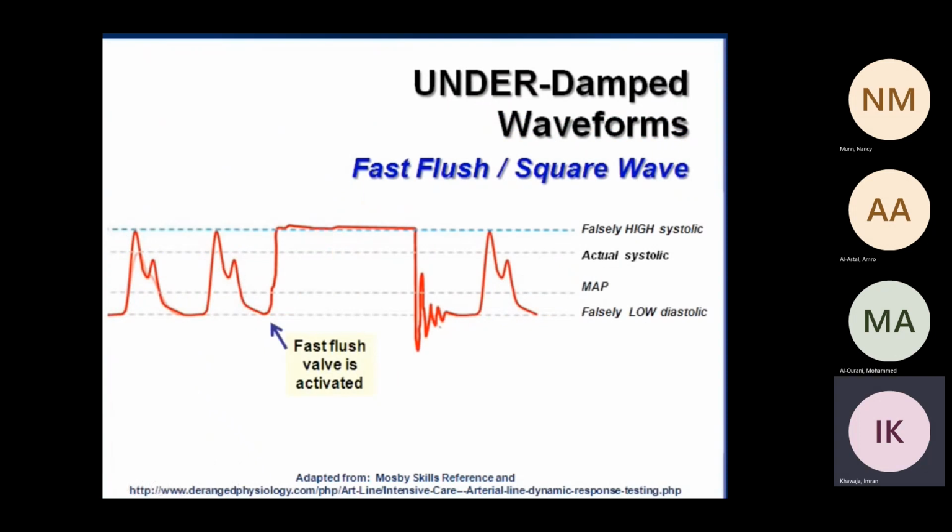Now, the system can be underdamped, and that can be seen if you have excessively lengthy tubing, or if the tubing is not stiff. The tubing that goes with the catheter should be stiff. Otherwise, you're going to encounter underdamping, and you see that as an overestimation of the systolic pressure and underestimation of the diastolic pressure. And when you let go, you're going to see multiple oscillations. Instead of no oscillation with the overdamped system, you see multiple oscillations.